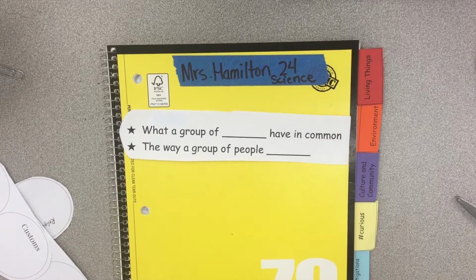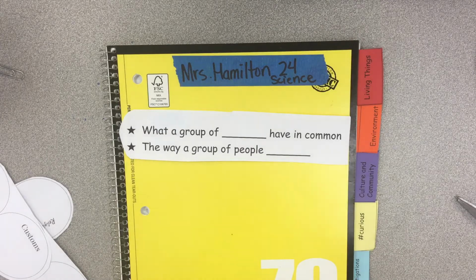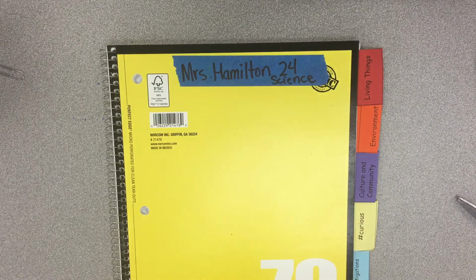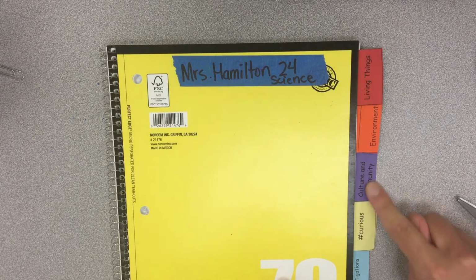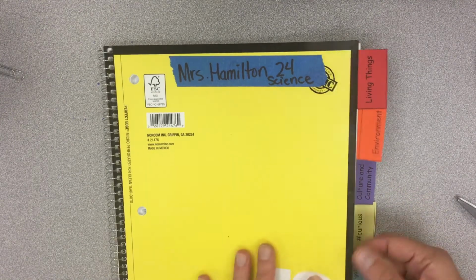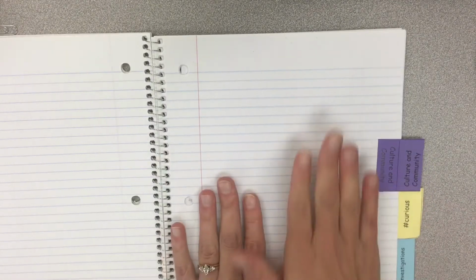Right, Hamilton Heroes, wasn't that a great video to explain the idea of culture? So we are going to make our first entry into our science and social studies notebook. We're going to go to the section that says culture and community. My tab is purple. So then, if we flip to that page, our first big idea is culture.